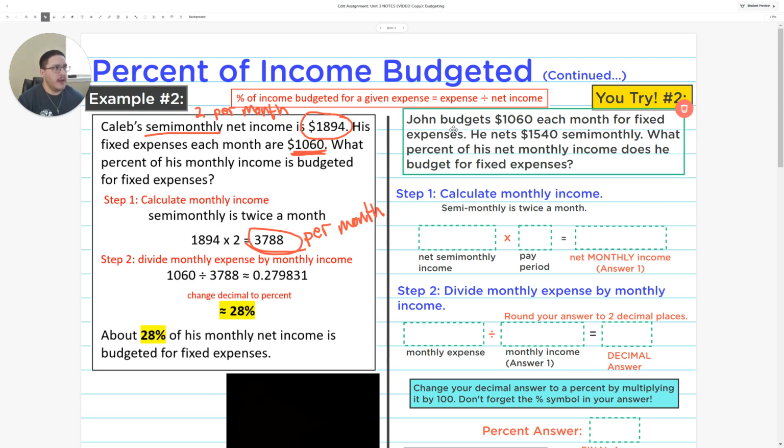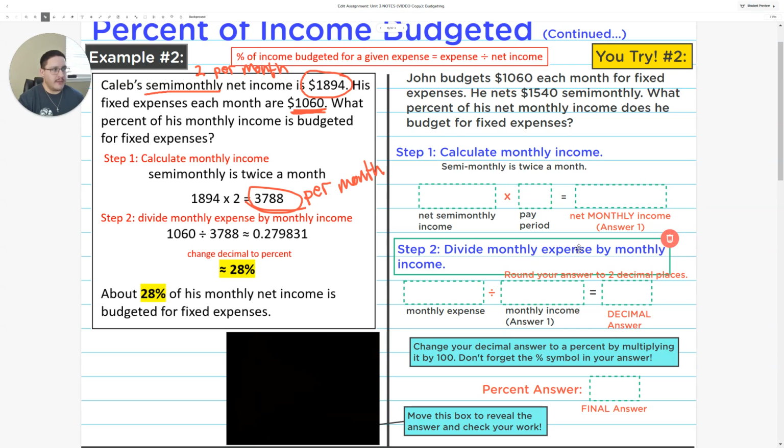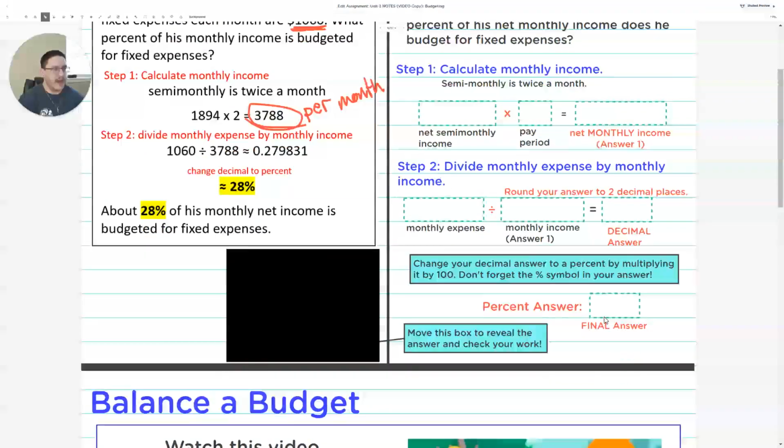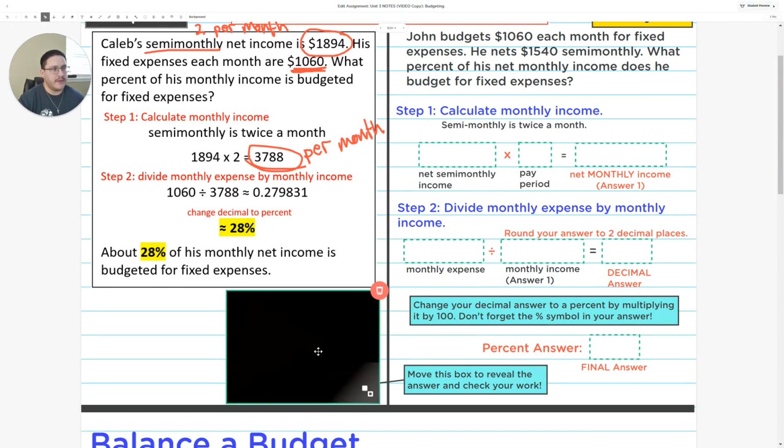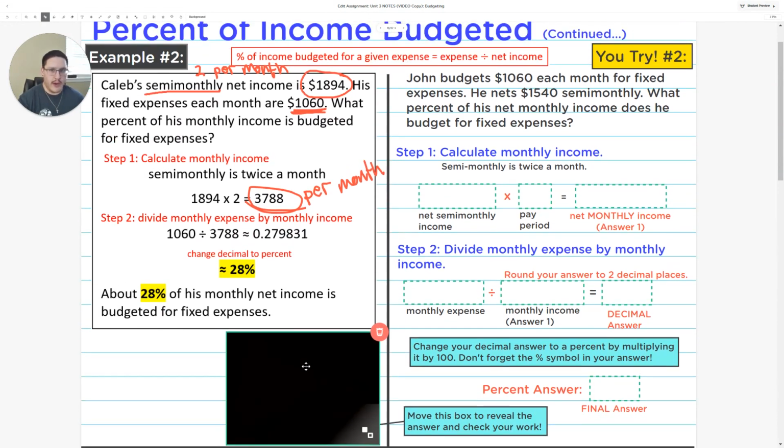You try number 2. John budgets $1,060 each month for fixed expenses. He nets $1,540 semi-monthly. And then what percent of his net monthly income does he budget for fixed expenses? So step 1, calculate the monthly income. It's structured similar to example 2. Then step 2, divide the monthly expense by the monthly income and then get your answer. Move this box right here to the left to see if you did the right work to get the right answer.